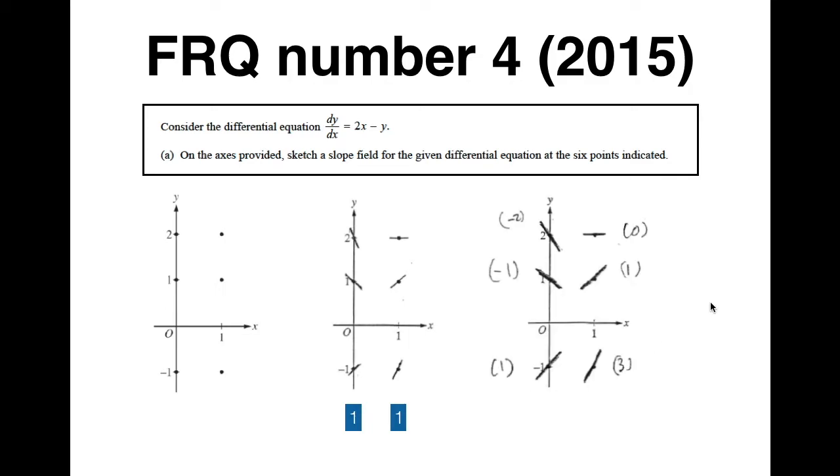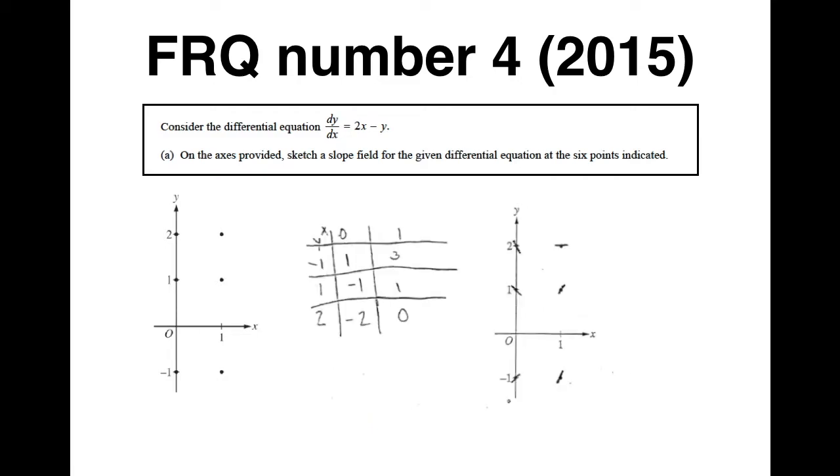Our second student wrote the slopes next to each point. It's not necessary, but it can help, and they earned 2 points as well. The third student created a little table with x and y values and then made the ticks correctly again, and also earned 2 points.